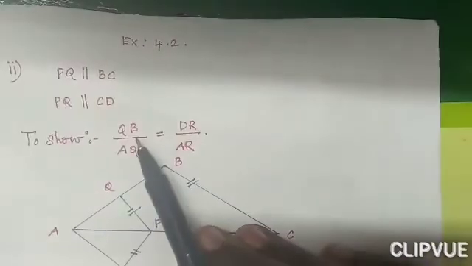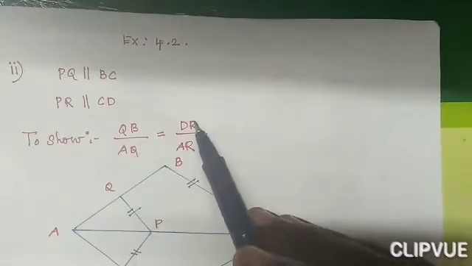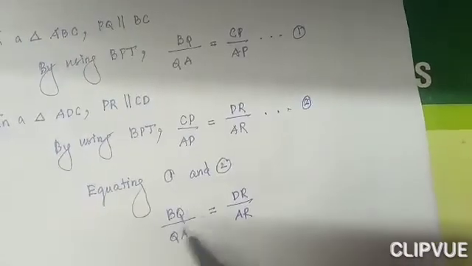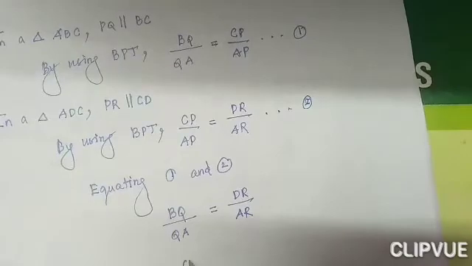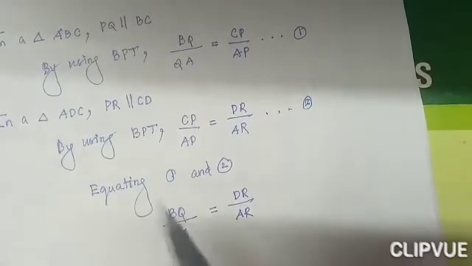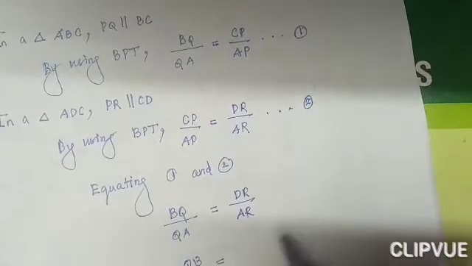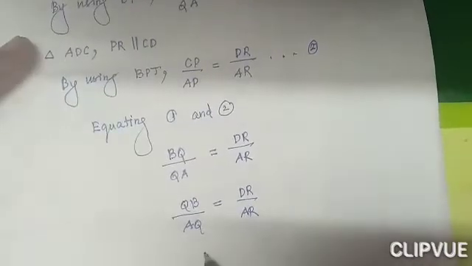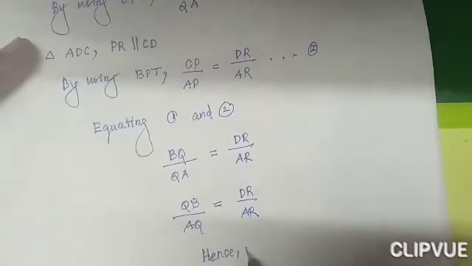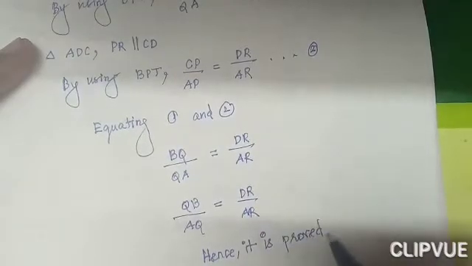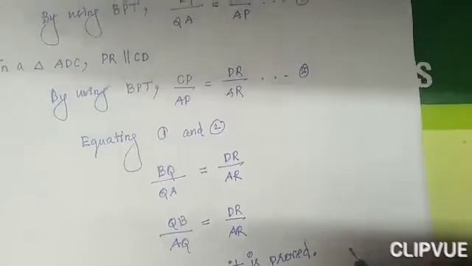Actually, what do we want to show? QB by AQ equal to DR by AR. Hence, this BQ is nothing but QB, and we can write QA as AQ, equal to DR by AR. Hence, it is proved. It is a very easy concept.